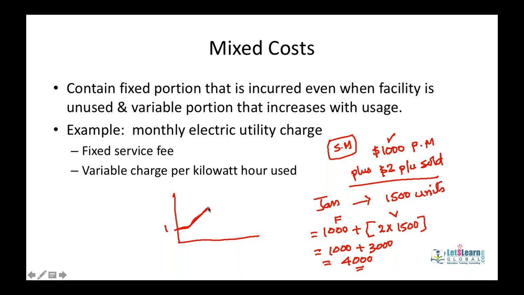So fixed and variable, it is depicted on the graph this way. Your amount is fixed by 1,000, and because you sold 1,500 units, there is a variable portion. This is the variable portion and this is the fixed portion. So mixed cost is a combination of both fixed and variable. Same cost, we have two flavors. Actually, fixed cost plus variable cost is total cost. But here we say sales manager salary. One cost has two flavors. Such a cost is called a mixed cost.